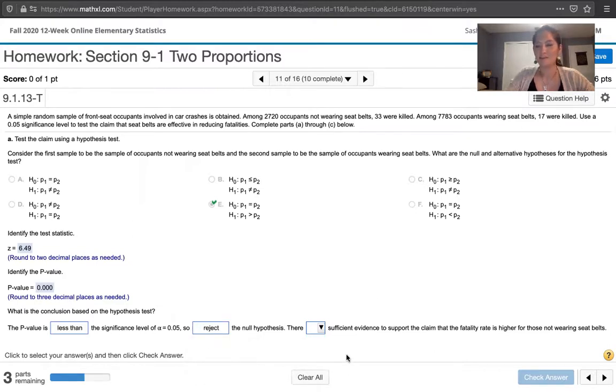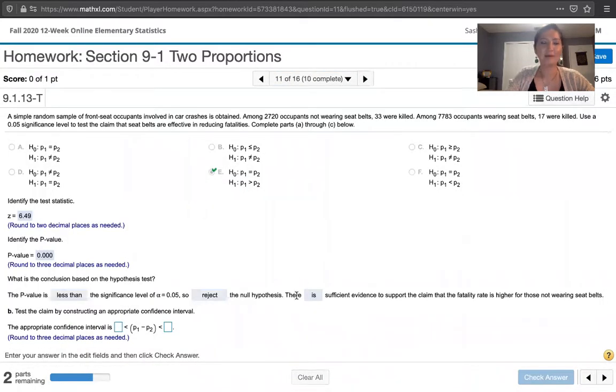Now, in order to make a final statement about the original claim, we need to think about these null and alternative hypotheses that we talked about at the beginning here. So we need to focus on this and then how that relates to the original claim. Now, the claim is the second one. The claim happened to be the alternative hypothesis. So when we reject the null hypothesis, in this case, we're actually supporting the claim. So I'll clear that out. That means there is sufficient evidence to support the claim that the fatality rate is higher for those not wearing seatbelts than the fatality rate for those wearing seatbelts.